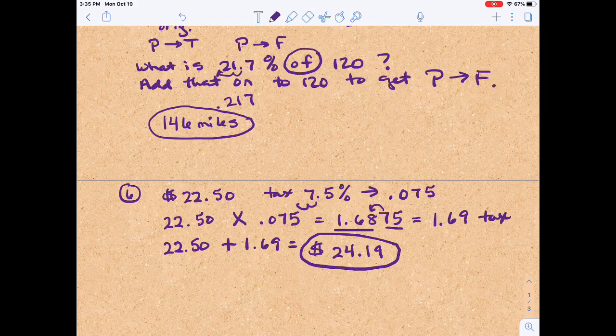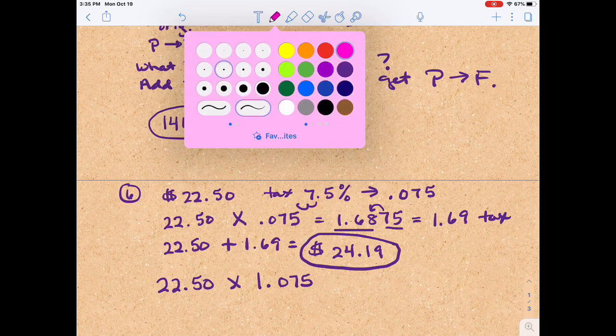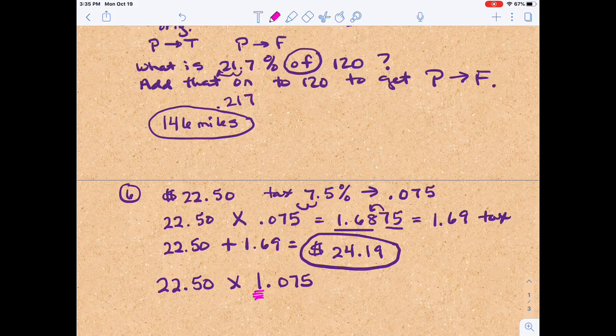I'm going to show you a little shortcut. If this confuses you, just cover your ears and don't listen. But some of you will really understand this. If I multiply 22.50 times 1.075, what the 1 is going to do for me is add in the original 22.5, that original price that I had to add back to the tax to get the final answer. This is going to do it all in one step.